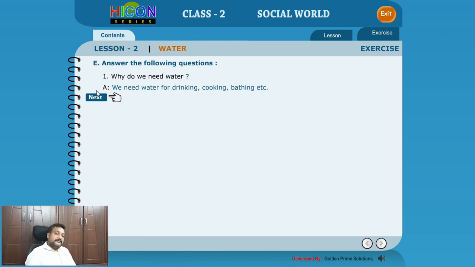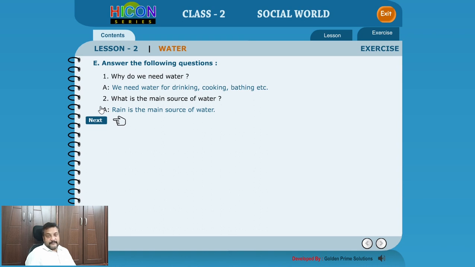Yeah. The next question. What is the main source of water? Tell me, what is the main source of water? Yeah, the main source of water is rain. Okay, so rain is the main source of water. Right? Now the third question.